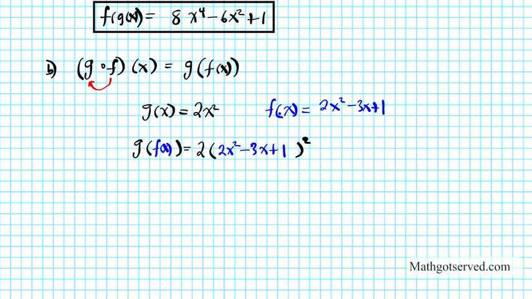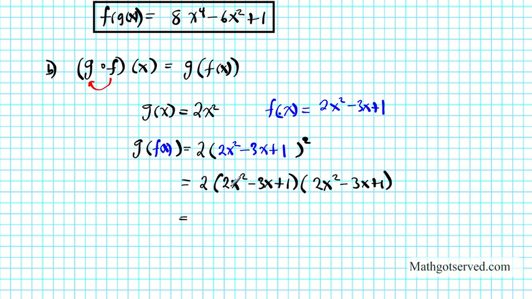Now to simplify the right side using order of operations, we know exponentiation comes before multiplication using PEMDAS. So we're going to have to resolve this exponent first. So we have 2 times 2x squared minus 3x plus 1 times 2x squared minus 3x plus 1. Alright, so we're just going to distribute and then that will give us our answer.